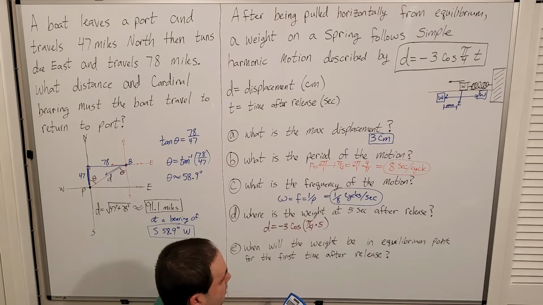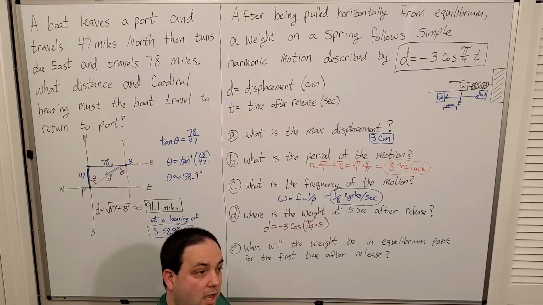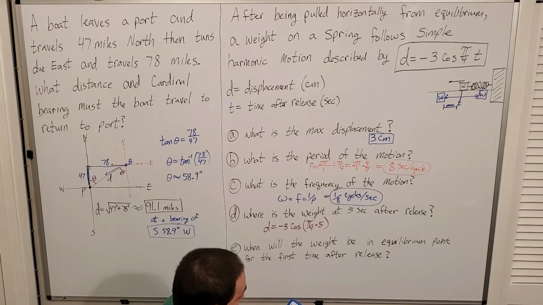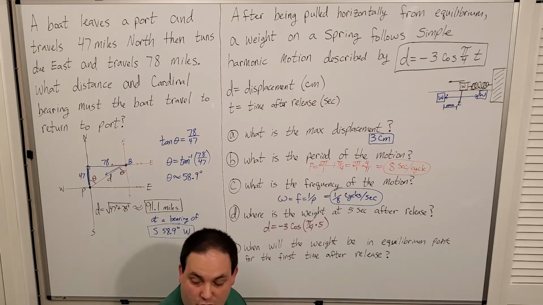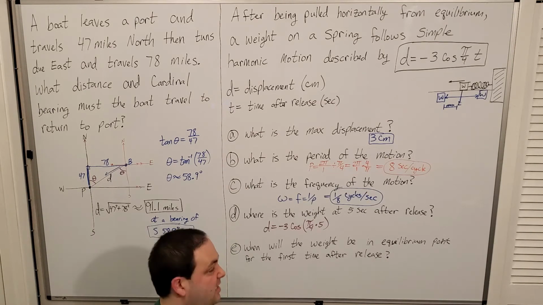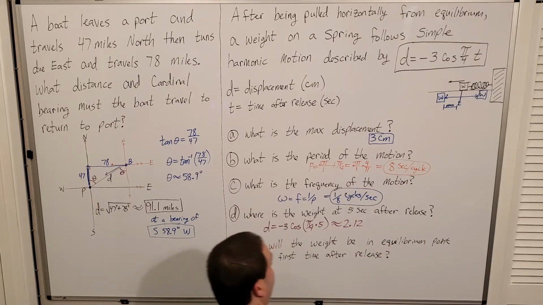-3 cosine. Be careful. Needs to be in radians. This is a real world connection with sine and cosine. It doesn't have anything to do with angles. Use radians. That's the natural connection. pi over 4 times 5. I have 2.12, and an important thing to note here is that it's positive. So this is approximately 2.12. Okay?